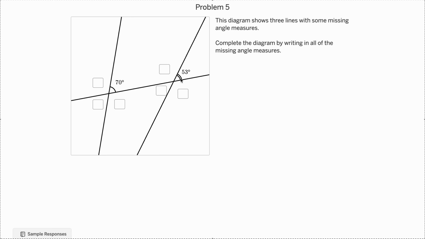Once you figure that out, you can figure out this angle right here, because from here to here is a supplementary angle. And then you have a vertical. So these two should be the same. Same with this one. You know your vertical. You also know that from here to here, that's a supplementary angle. So you can figure out your answer here. These two are vertical, so they're going to be the same.